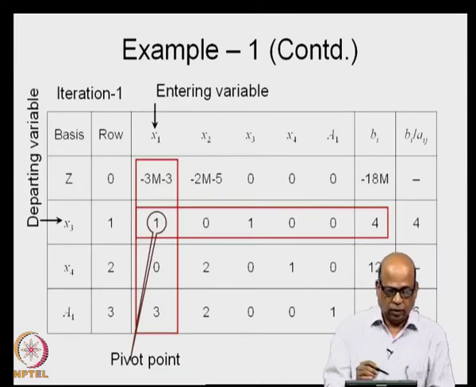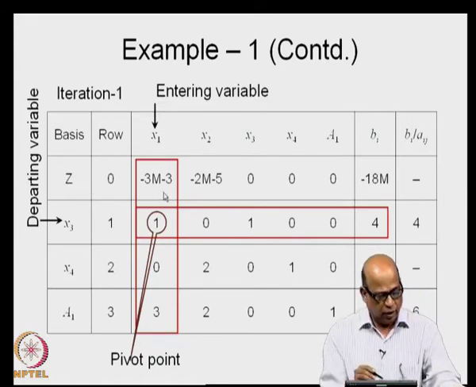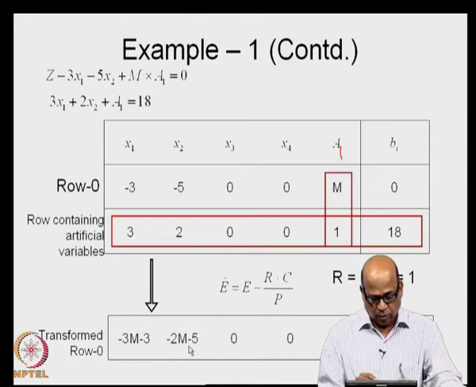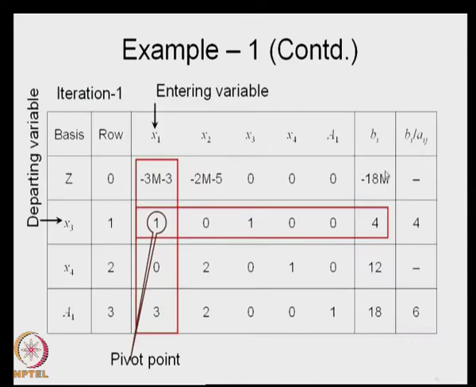This is what we will write now. So, this is the transformed z row: minus 3 m minus 3, minus 2 m minus 5, 0, 0, 0, minus 18 m. So, this is what we write here: minus 3 m minus 3, minus 2 m minus 5, 0, 0, 0, minus 18 m, and all other rows you write as they are.